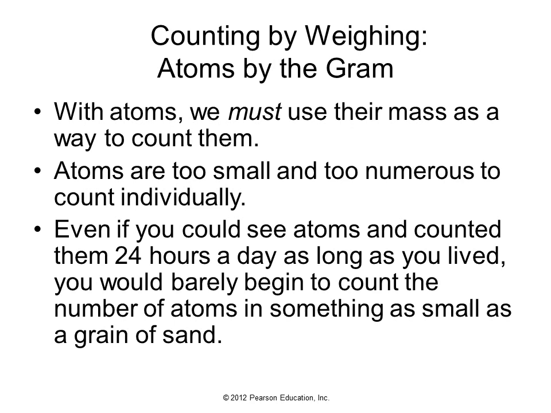Counting by weighing atoms by the gram. With atoms we must use their mass as a way to count them. They're too small and too numerous to count individually. Even if you could see atoms and count them 24 hours a day as long as you lived, you would barely have enough time to count the number of atoms in something as small as a grain of sand.